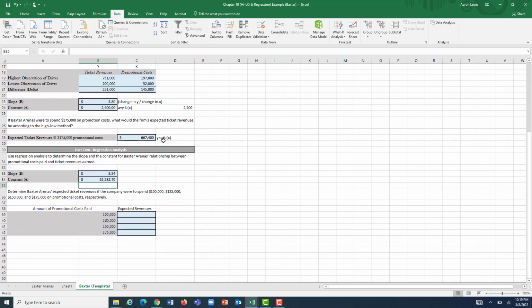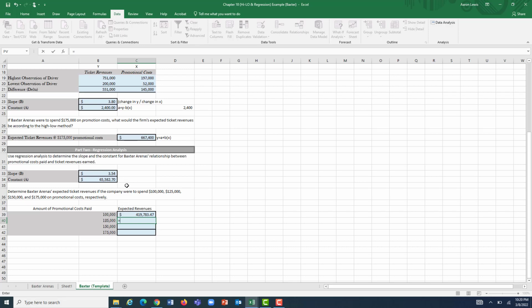Again, our formula, just like we had above, is Y equals A plus BX. So here we have our A, our constant of $65,582.70, plus our B, which is $3.54 for each additional dollar we spend, times our X. And this part is asking you what they expect their ticket revenues to be for $100,000, $125,000, $150,000, and $175,000 respectively. I'm going to click on that $100,000. So now we have $65,582.70 plus $3.54 times $100,000 at $100,000 promotion cost. Baxter Arena can expect to generate $419,783.47 worth of revenue.